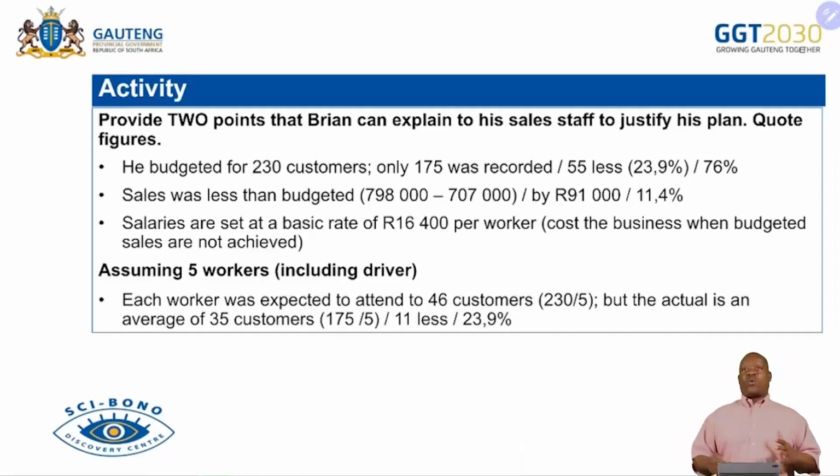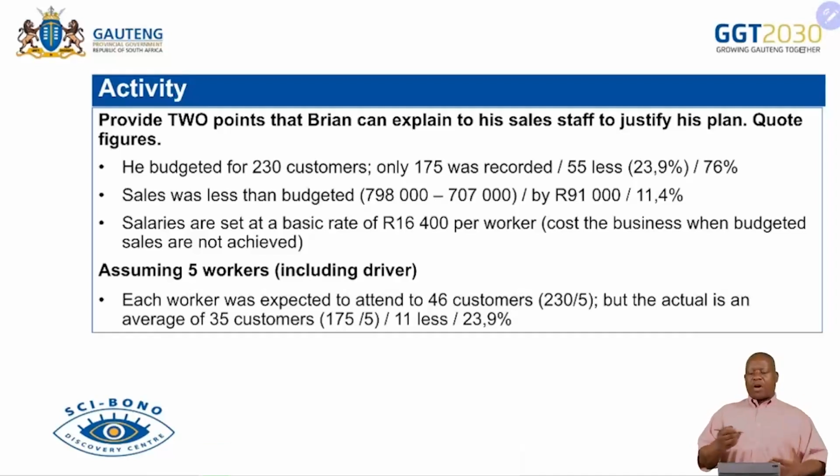You still remember how we got 46, right? 230 divided by 5, that's roughly 46. But the actual average they are attending is 35 because we are having that less. Because of that, we need to make sure that one of the sales staff members goes off our salaries structure so that we can be able to pay and save.